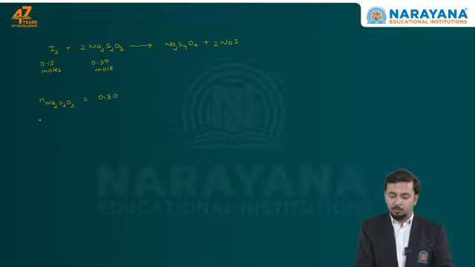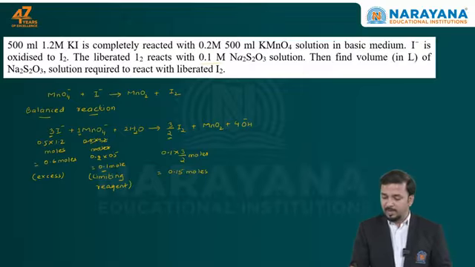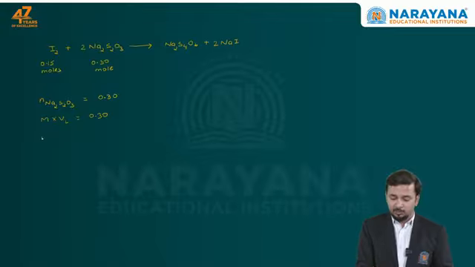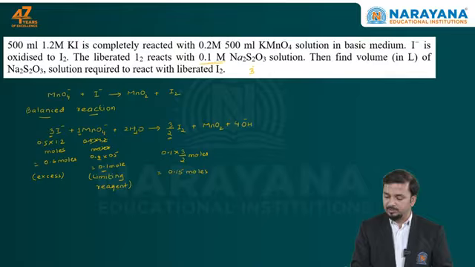And we know moles is equal to molarity into volume in liters. So that is equal to 0.30. And if you see the question, they have given molarity of Na2S2O3 is 0.1. So if we substitute over here, we'll get 0.1 into volume in liters equal to 0.3, which means volume in liters is going to be 3. So the answer for this question will be 3. So 3 is the answer.